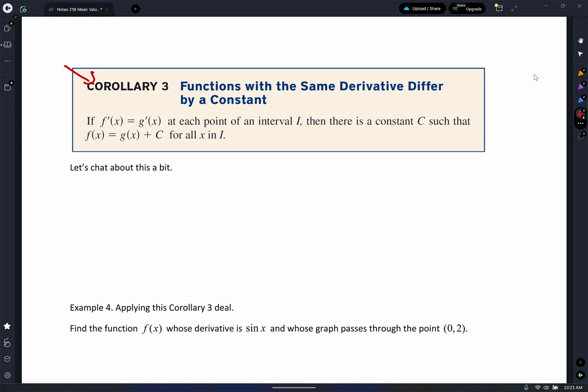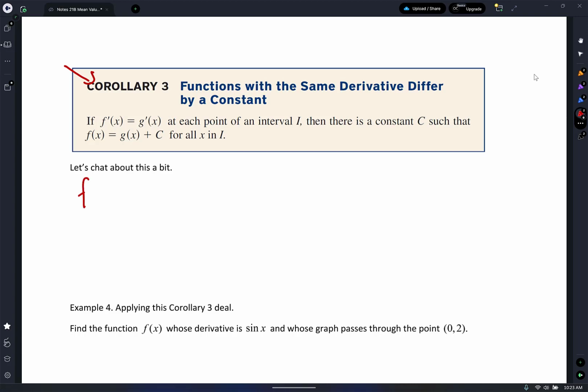You guys ready? All we're doing, you guys already did this. If f prime of x equals g prime of x at each point on the interval I, then there is a constant c such that f of x equals g of x plus c for all x on I. What is that? Functions with the same derivative differ by a constant.